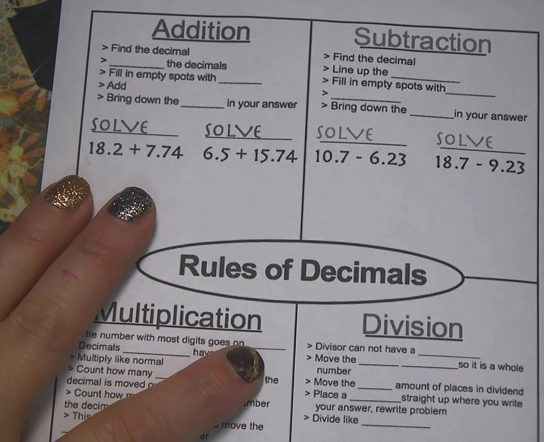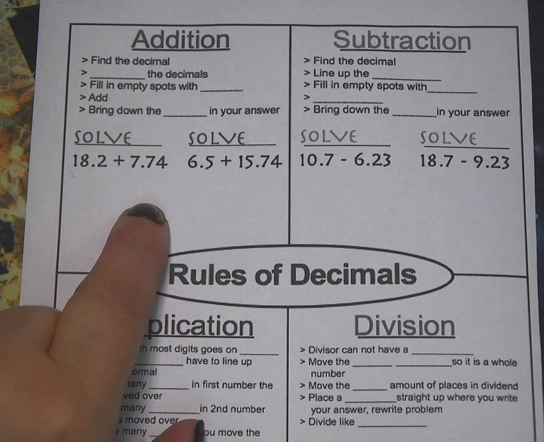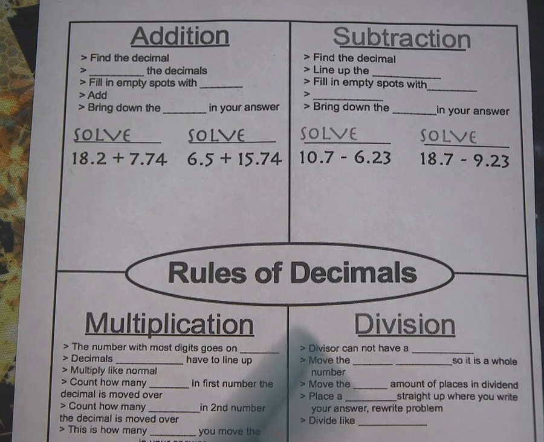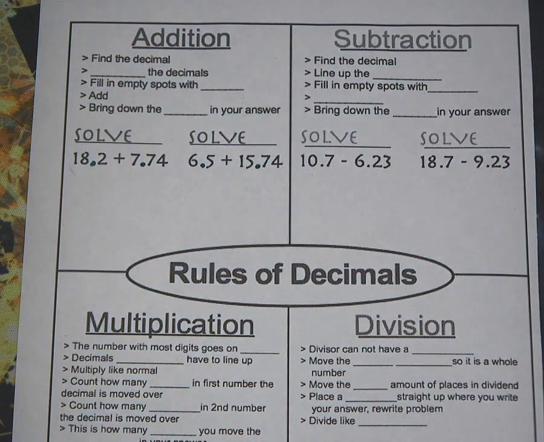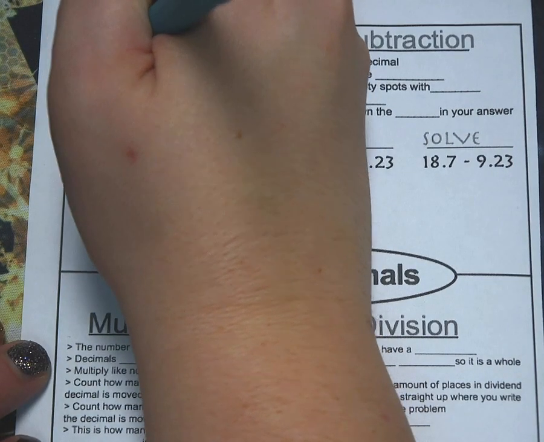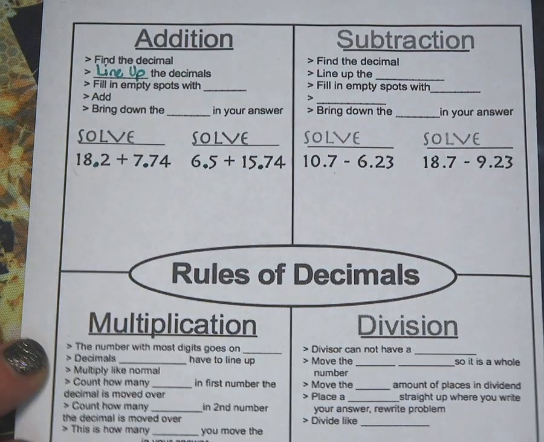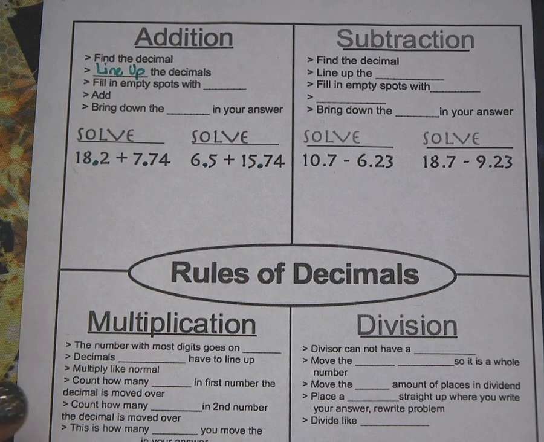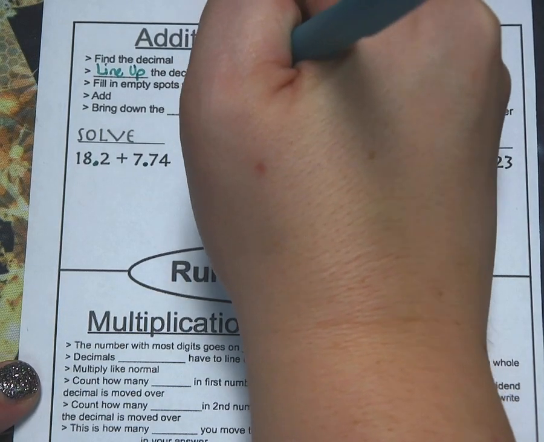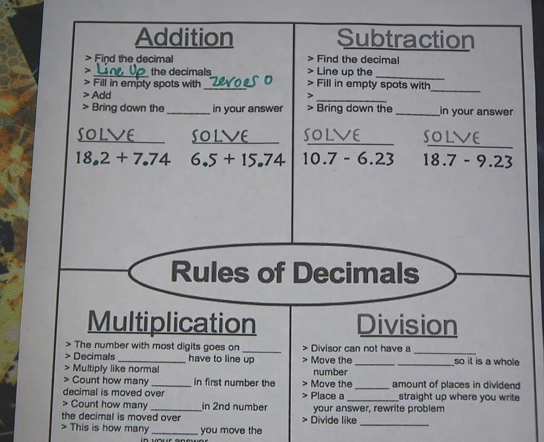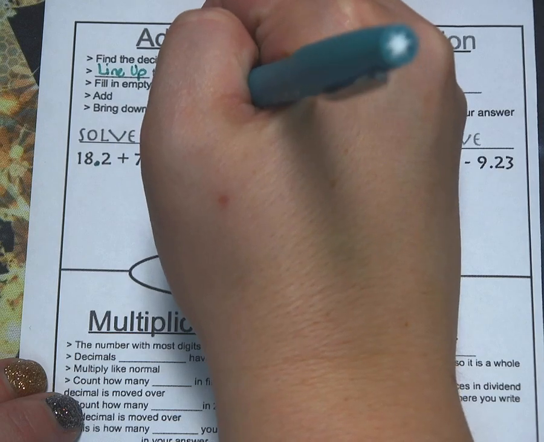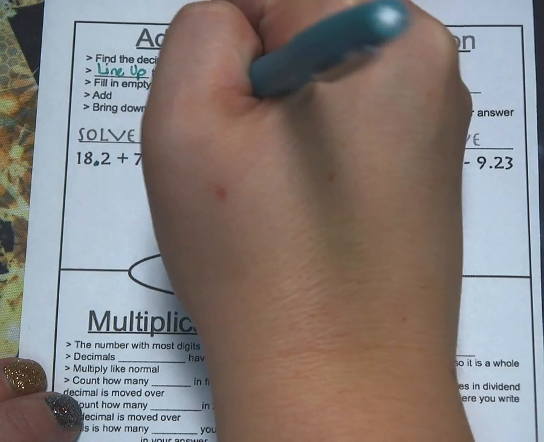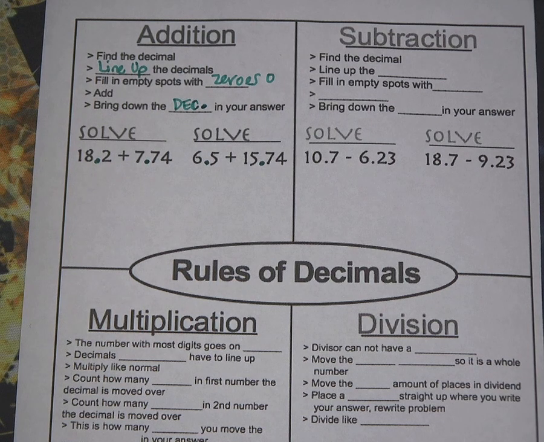First off, when we are adding decimals, like these problems here, we are going to find the decimals. So we have decimals here, and here, and here, and here, and I just make those big and bold. Then we are going to line up the decimals. If we have any empty spots, we're going to fill those with zeros. Then we're going to add, and we are going to bring our decimal point straight down in our answer.